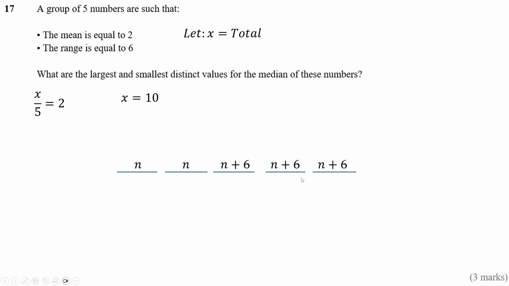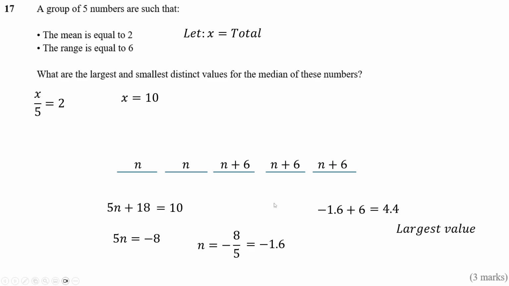So sum all of these together. You have 5n plus 18 equals the total, which is 10. So 5n equals minus 8, or n equals minus 8 over 5. Minus 8 over 5 plus 6 is minus 1.6 plus 6, which is 4.4, which is the median. And that's the largest value, as we've just discussed.